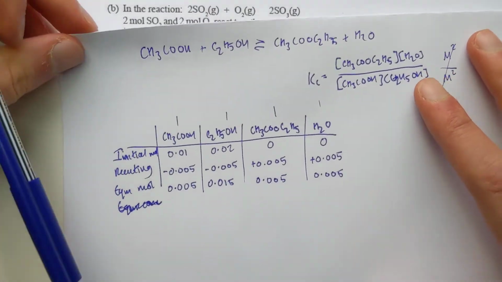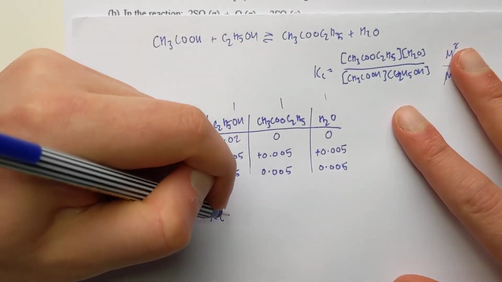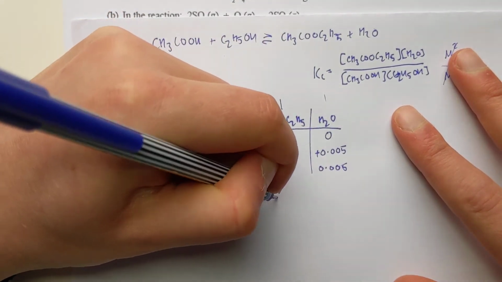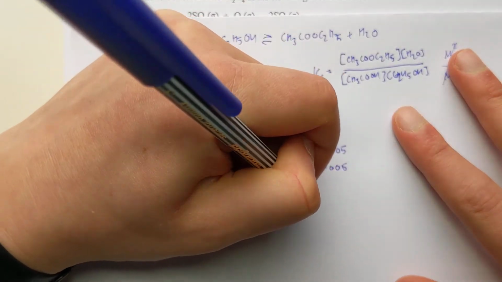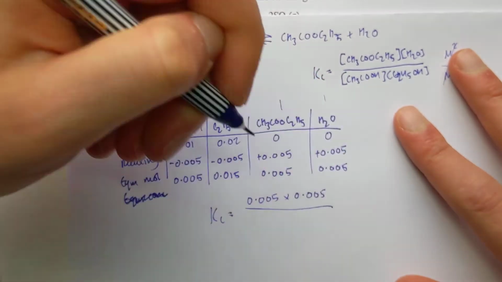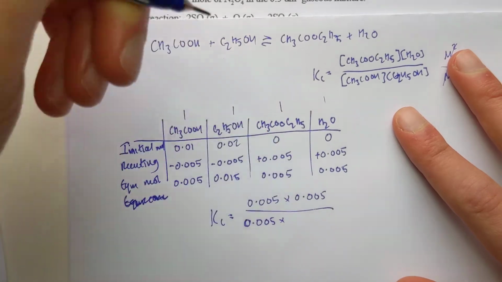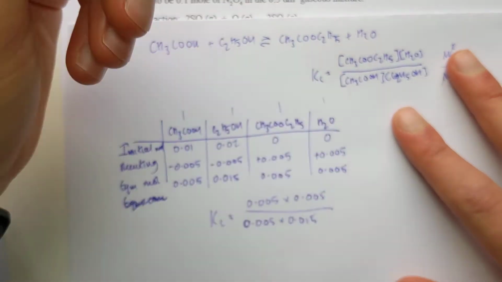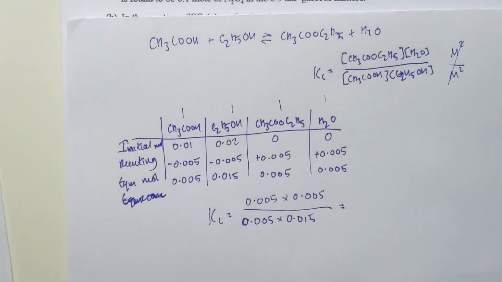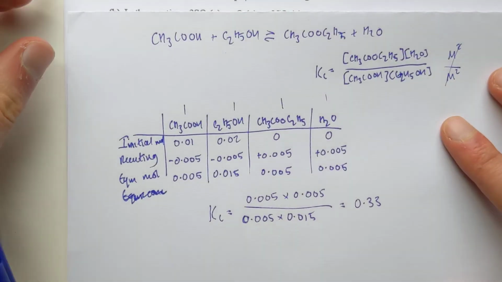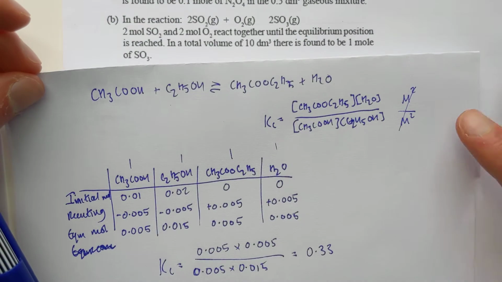So, plugging it all into my Kc expression, the number of moles of the ester is 0.005, times by the moles of the water, which is the same. Divided by the moles of the carboxylic acid, which is 0.005 also, times by 0.015 for the alcohol, gives me a final answer of 0.33, and as we established at the start, we have no units for this Kc expression.